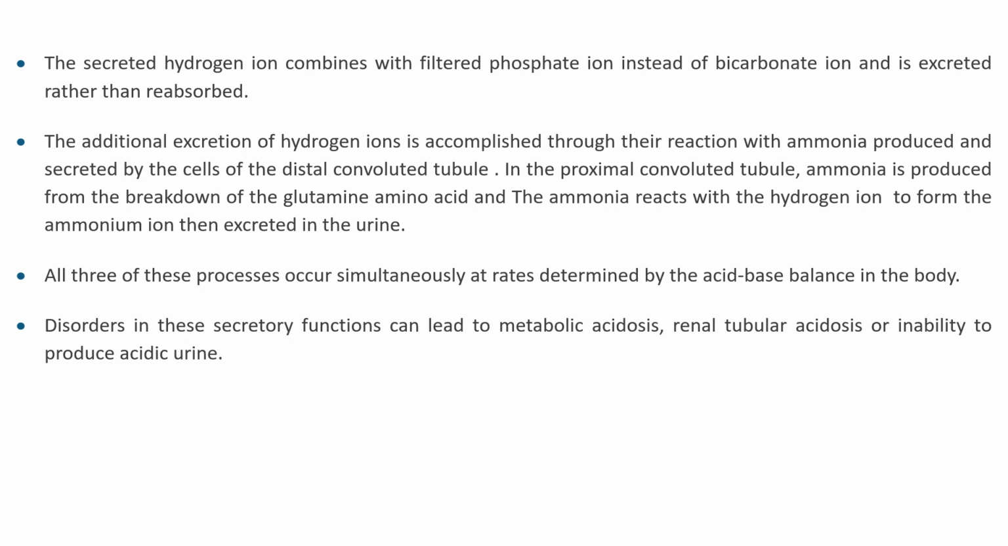The additional excretion of hydrogen ion is accomplished through reaction with ammonia produced and secreted by the cells of the convoluted tubule. In the proximal convoluted tubule, ammonia is produced from the breakdown of the amino acid glutamine, and the ammonia reacts with hydrogen ion to form ammonium ion, which is then excreted in the urine. All three processes occur simultaneously at a rate determined by the acid-base balance in the body. Disorders in this secretory function can lead to metabolic acidosis, renal tubular acidosis, or inability to produce acidic urine.